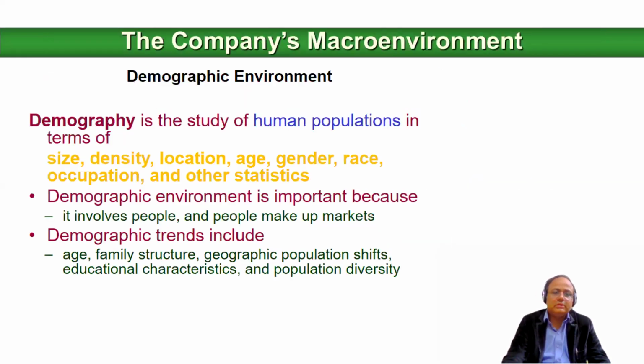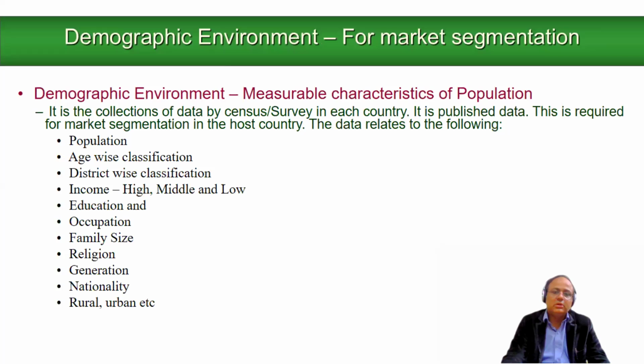So let us see these demographic trends in terms of size, density, location, age, gender, race, occupation, and other statistics. So the demographic environment is important because it involves people and people make up the market. So demographic trends include age, family structure, educational characteristics, anything that can be measured that comes under the purview of the demographic environment. So it is the collection of data by survey in each country and it is the published data. This is required for market segmentation in the host country.